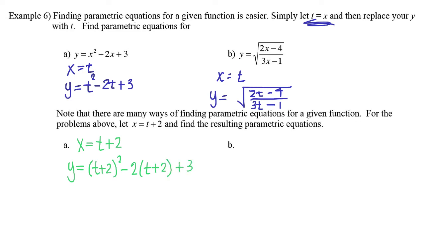And then the same would be true for the next one. We're going to have x equals, and now we want t plus 2. And so that means that my y equation is going to have the square root 2 times t plus 2 minus 4 over 3 times t plus 2, and then minus 1.